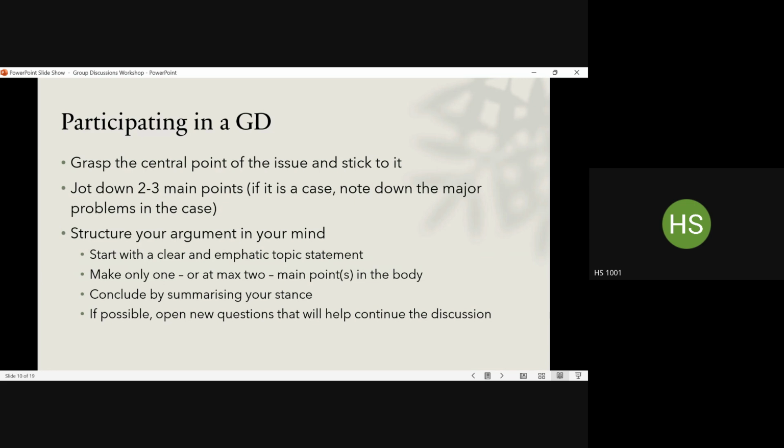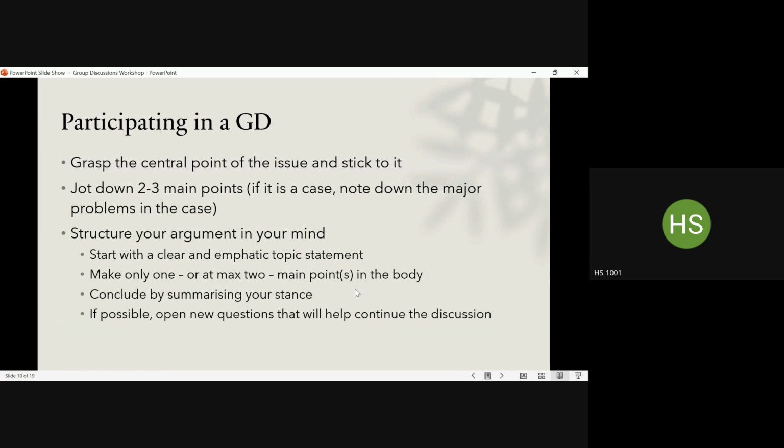Now, this first instruction, start with a clear and emphatic topic statement. That is not the same as what the leader does in his opening statement. Remember how you understood the central concern and you broke it down to those 2-3 main points? Those 2-3 main points are the things to which you will invite everyone's attention using this emphatic topic statement.